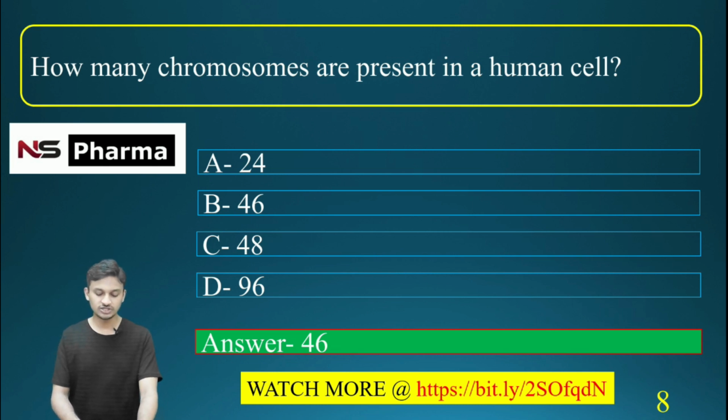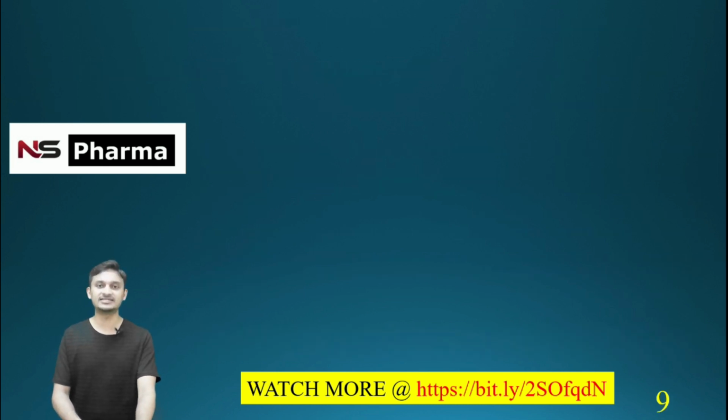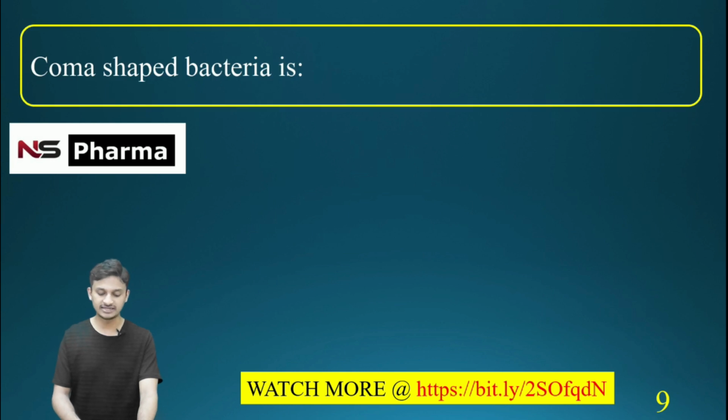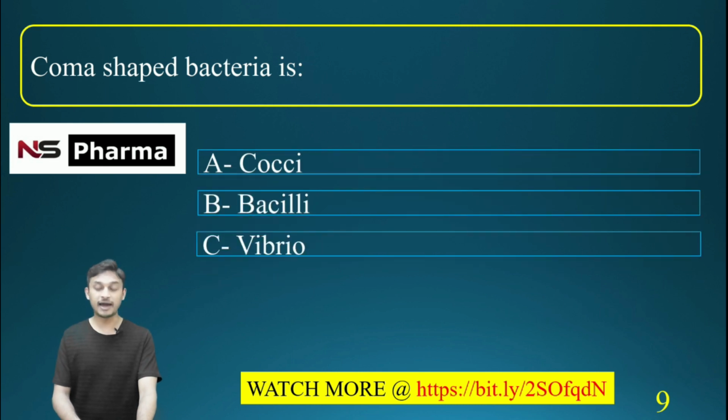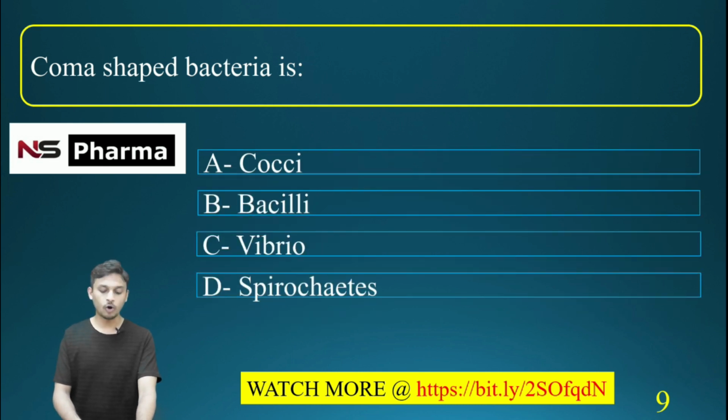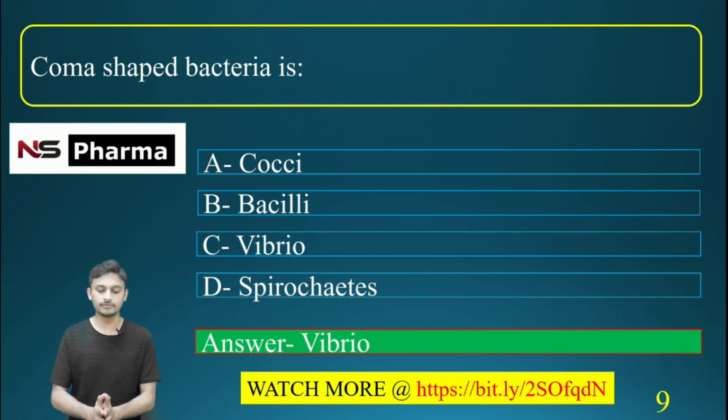Now we are moving to the next question. Question number 9. Comma-shaped bacteria is. Options are option A cocci, option B bacilli, option C vibrio, option D spirochetes. The correct answer is vibrio. Option C is the correct answer.